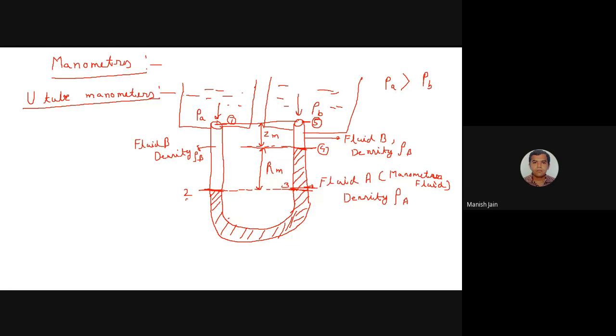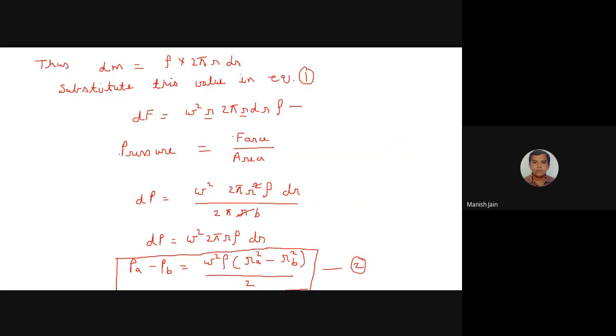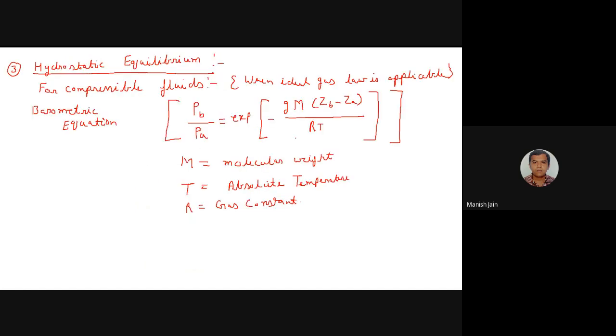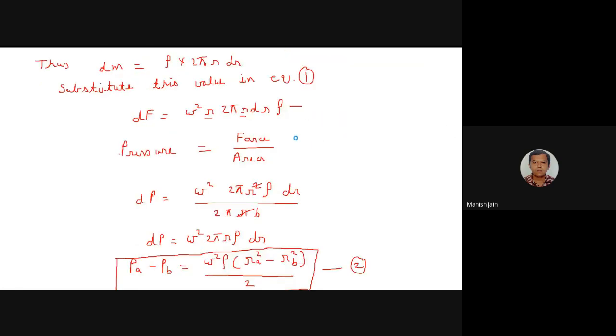PA, here you have the pressure PA. So PA is the pressure at this point, plus the amount of pressure created by this distance, that you can calculate from the hydrostatic equilibrium equation which we have studied before. That is, PA minus PB equals G multiplied by rho multiplied by height, ZA minus ZB. So what is the ZA minus ZB in this point?